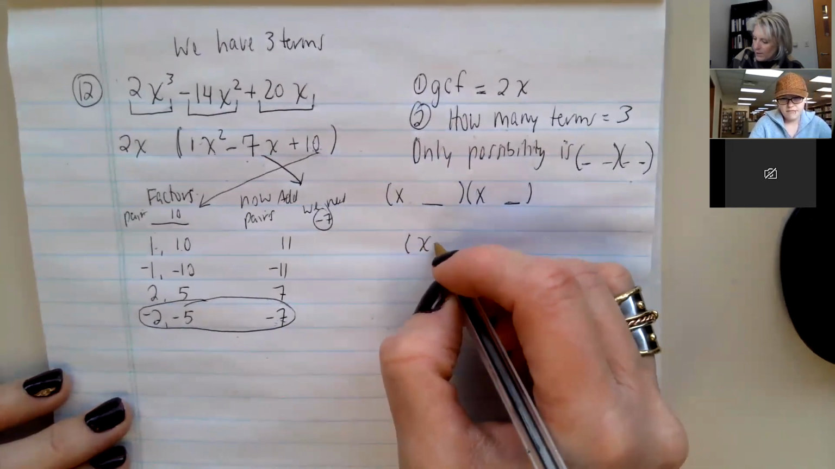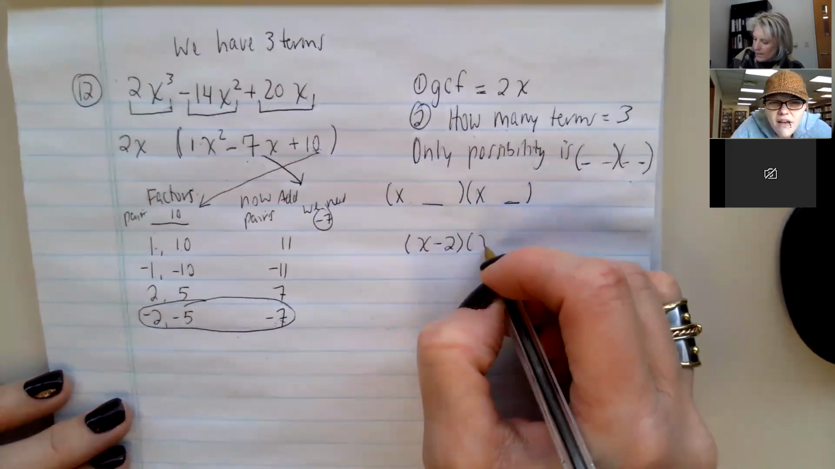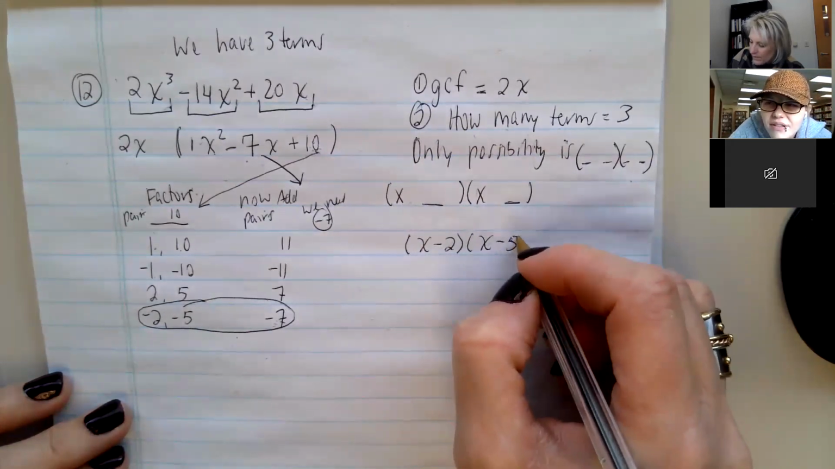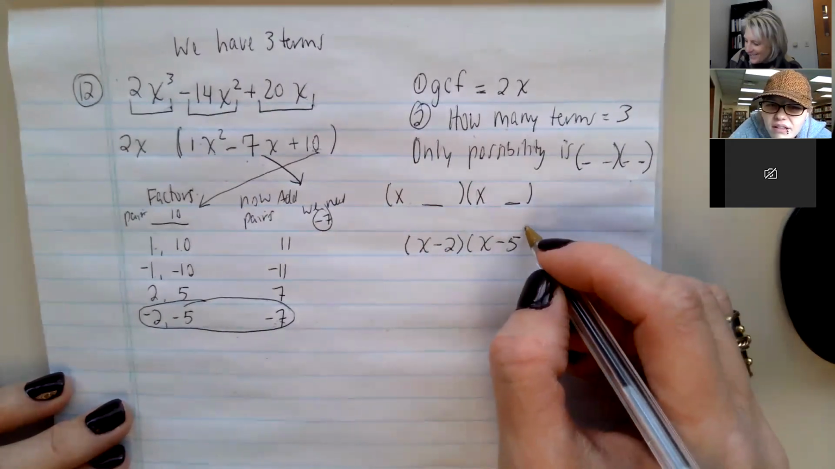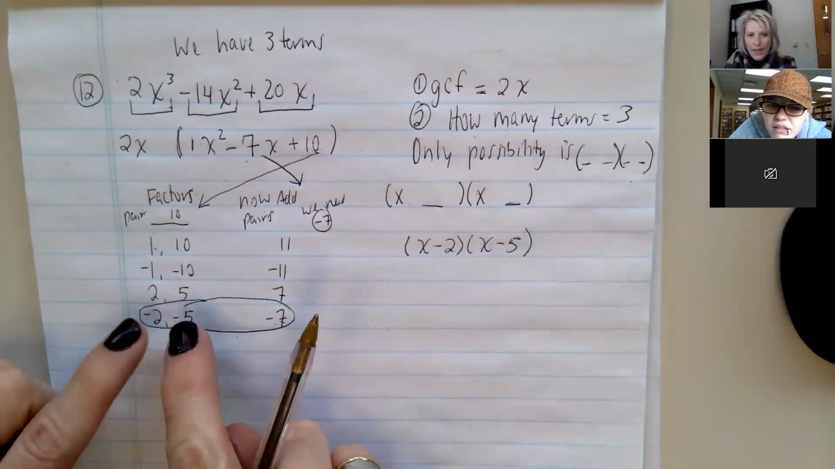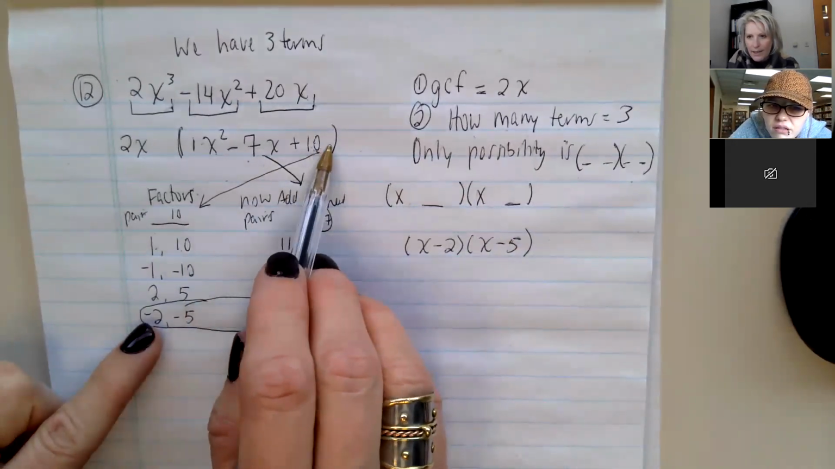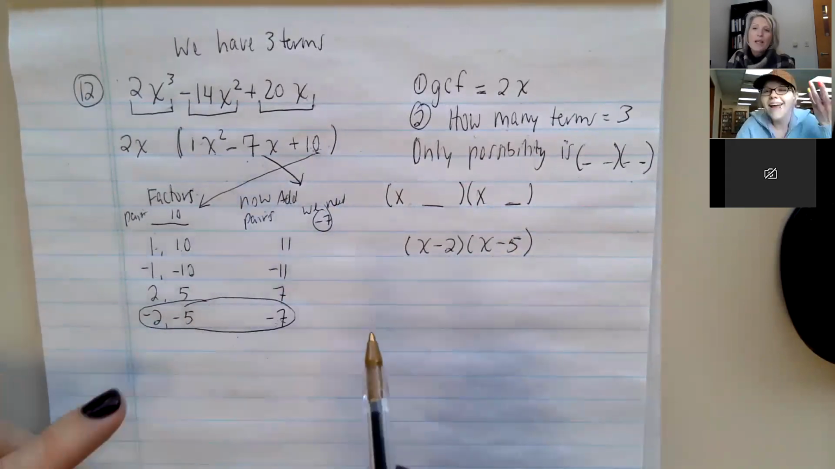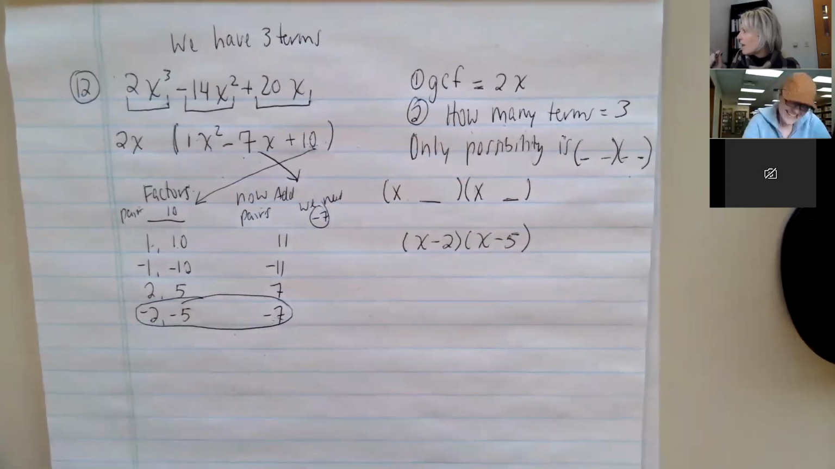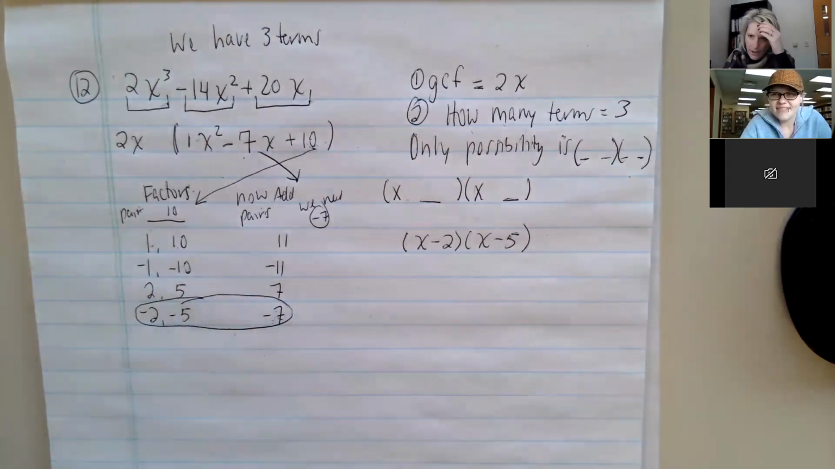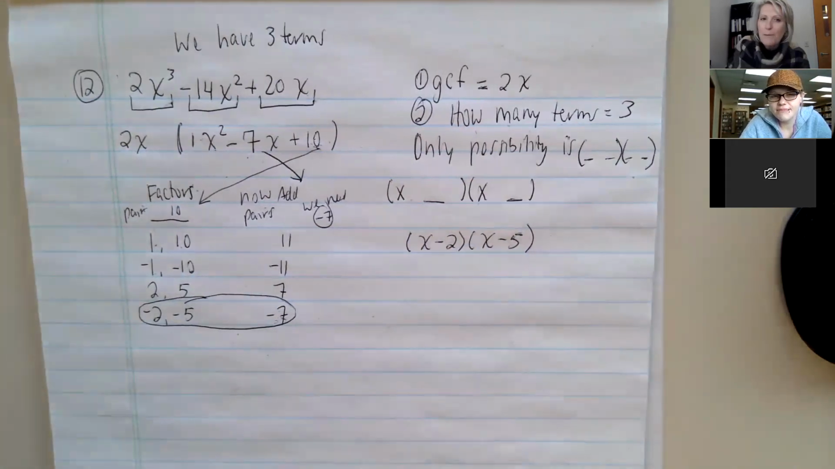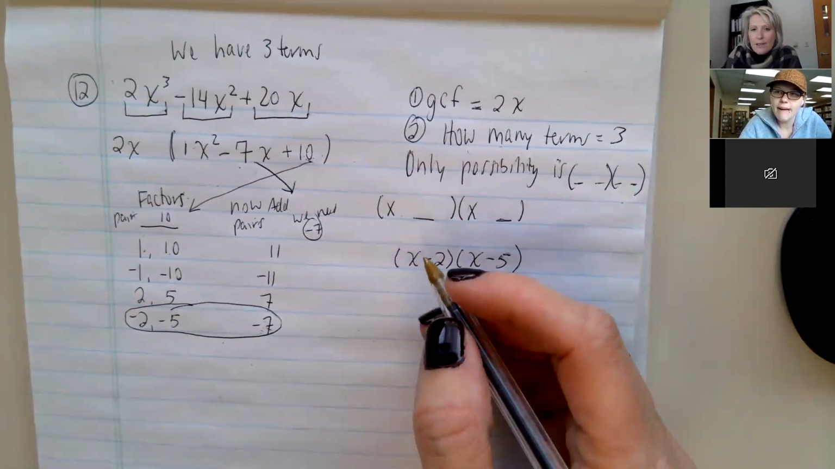So x -2 times x -5. I thought a negative times a negative made it a positive. It does. That's the uniqueness. They multiply to make the +10, but when you add them, they make a -7. And I'm irritated at myself because I don't have that video up yet that I already made on how to multiply these. So you'll probably want to go back and watch that.